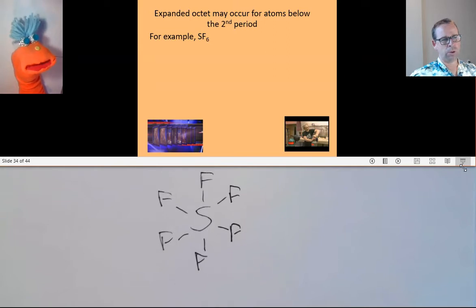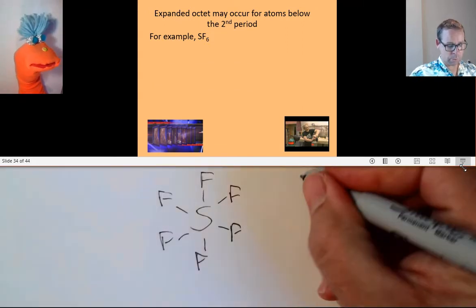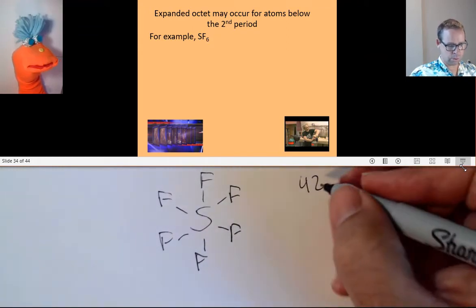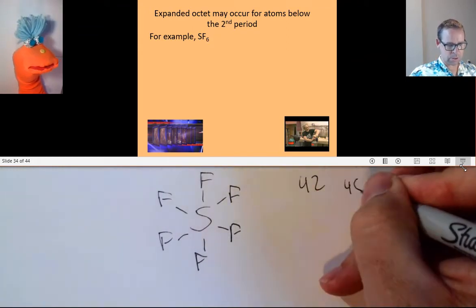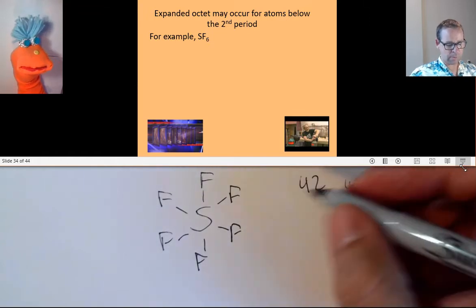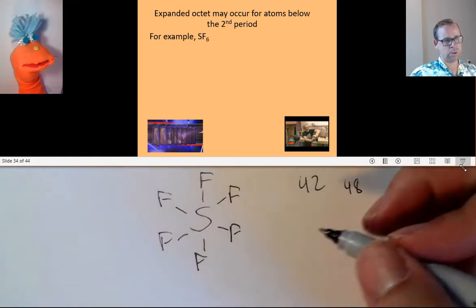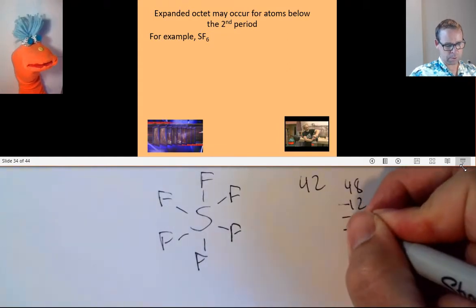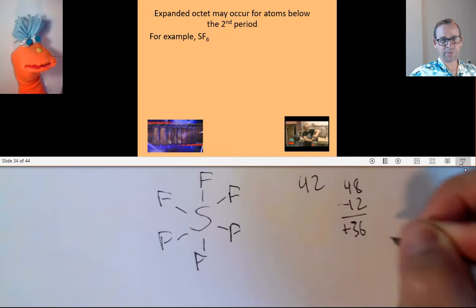Now we need to count the electrons. Each fluorine brought how many? The periodic table, 7th column, 7. Each fluorine brought 7. That's 42 electrons from the fluorine, and the sulfur brought 6. So that's 48 electrons altogether. How many do I have on my skeleton model so far? 12. That's good. Now I have 36 electrons left.